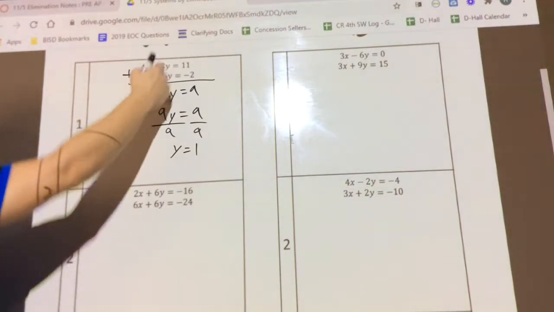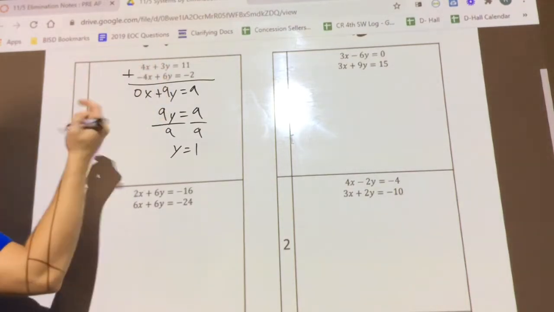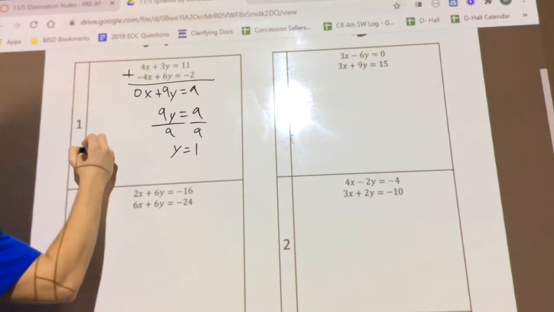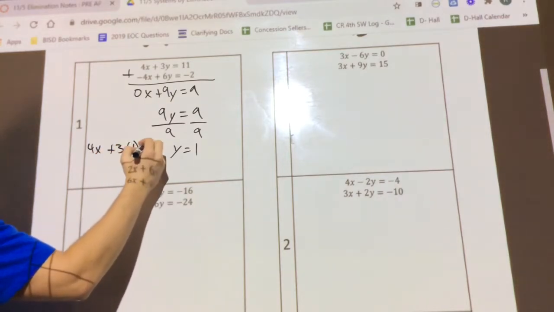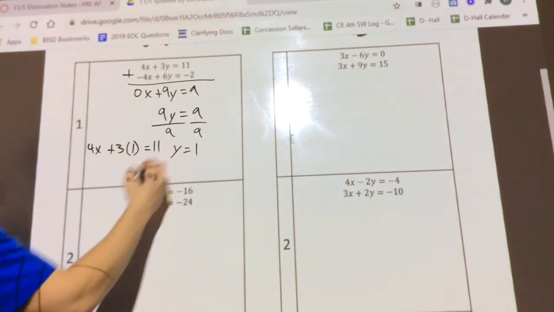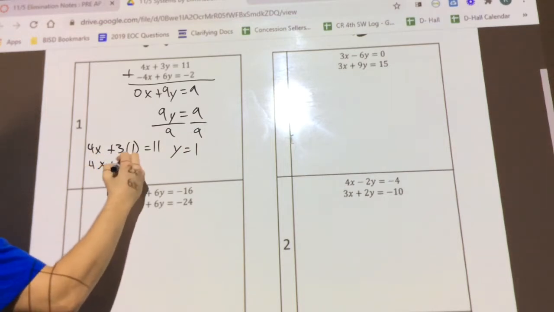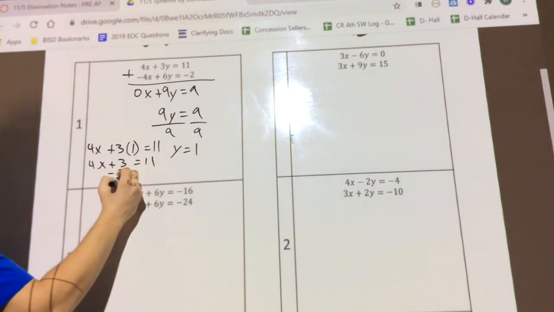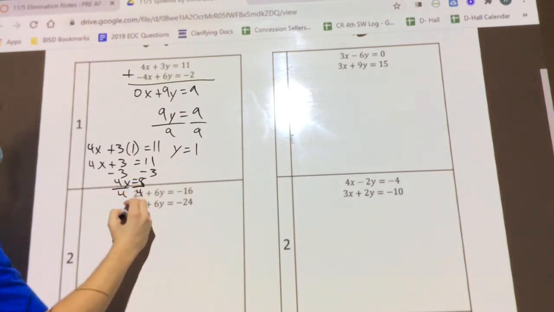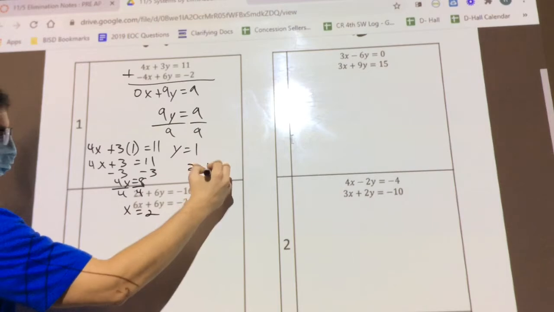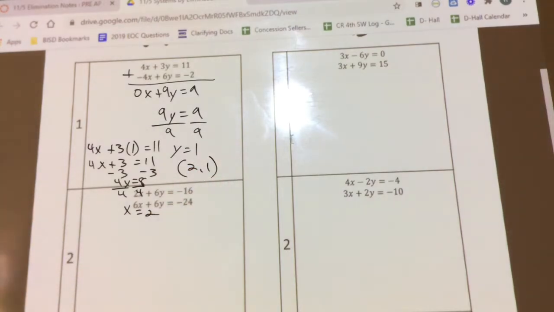Plug it back in. So does it matter which equation I pick? It doesn't. So I'm just going to pick the top one. So I'm going to have 4x plus 3 times 1 equals 11. So 4x plus 3 equals 11. Subtract 3. 4x is equal to 8. X equals 2. So my ordered pair where those two lines intersect is going to be 2, 1. Okay, fair enough. Questions on that?